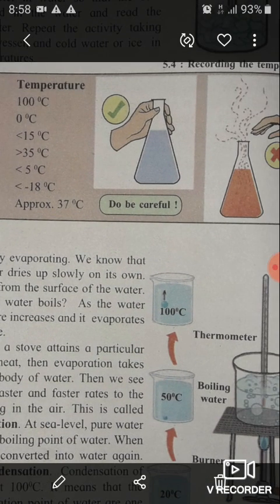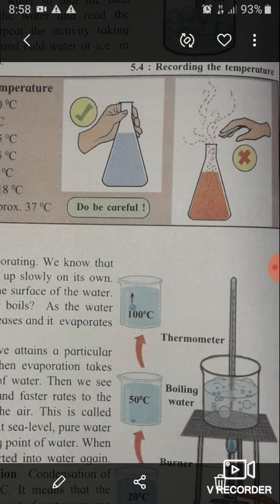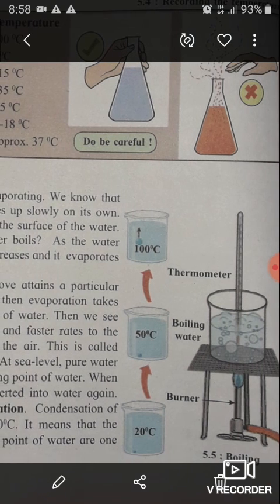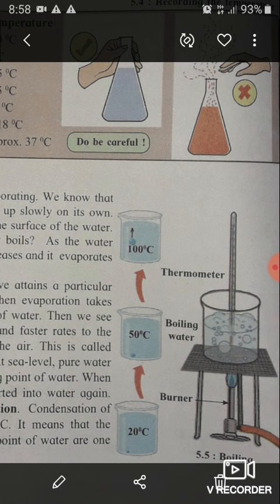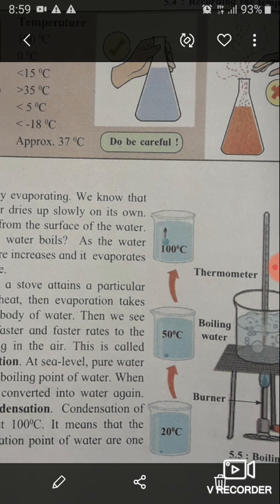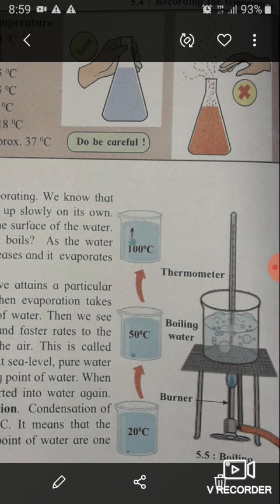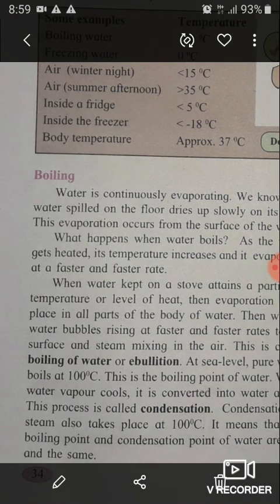Okay, see here 100 degree Celsius is given. What? Boiling water. At that time the temperature is 100 degree Celsius. Firstly it is 20 degree Celsius, then after heating it becomes 50 degree Celsius, and after further heating its temperature becomes 100 degree Celsius and it boils. So the boiling point of water is 100 degree Celsius.